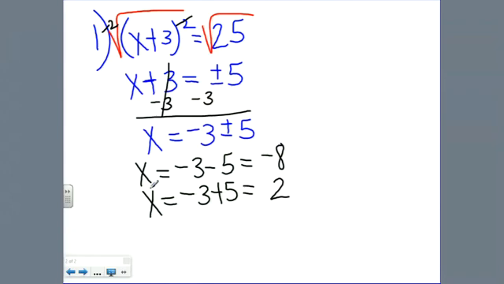My math lab wants you to write your answers as a whole solution set. The order does not matter. So our solution set is 2 and -8.